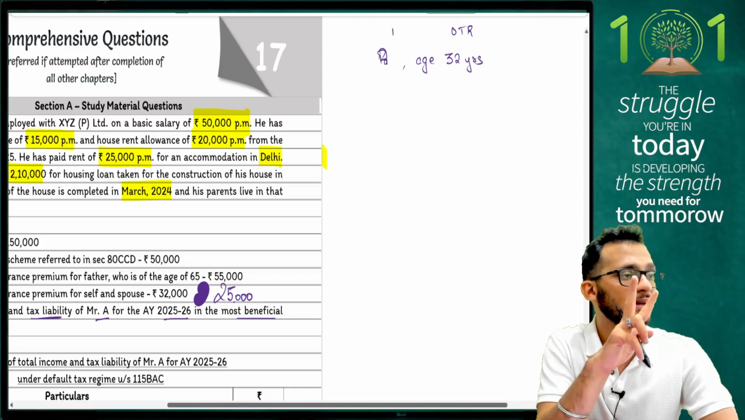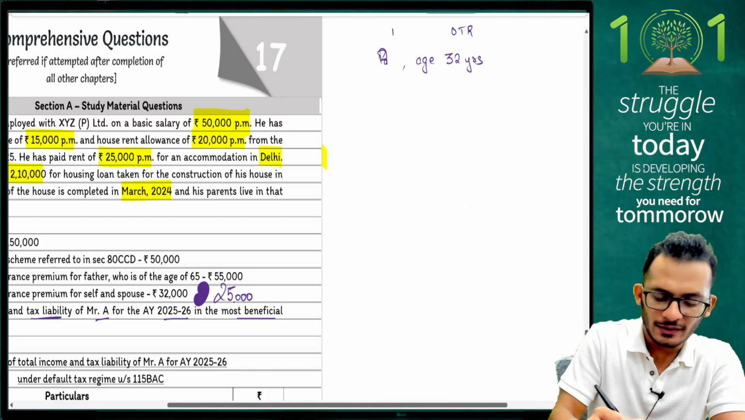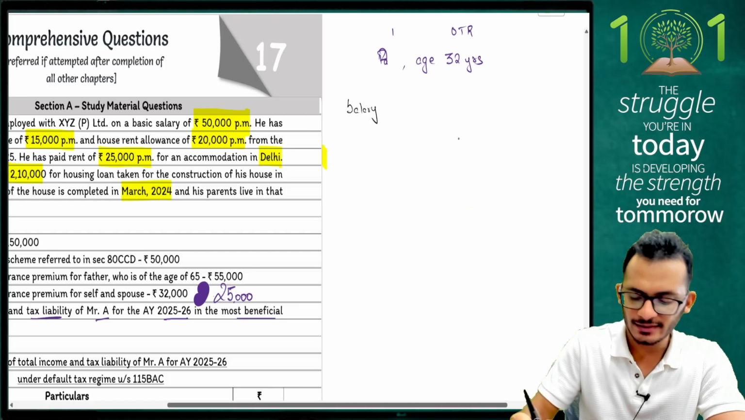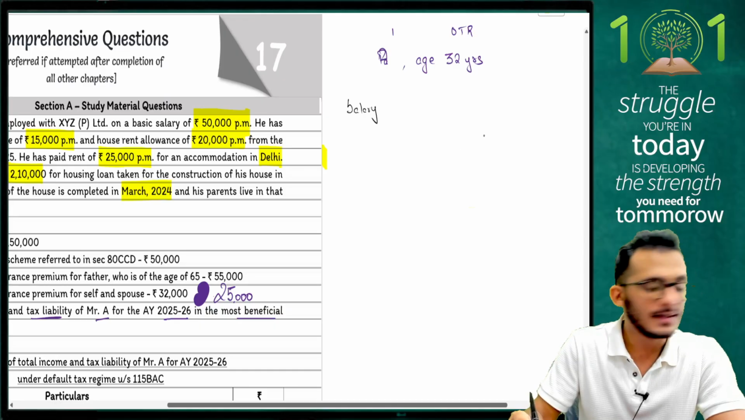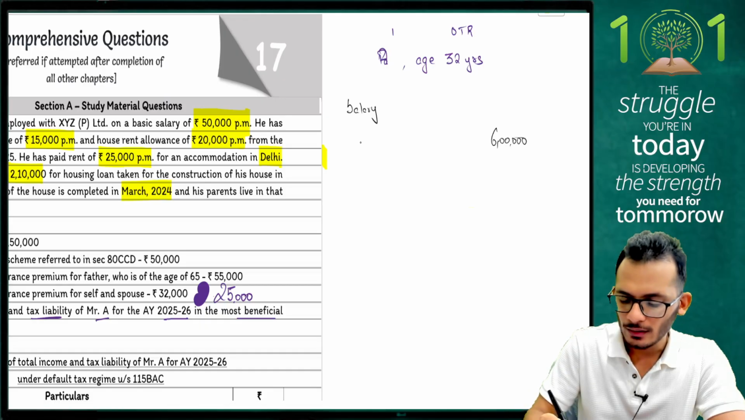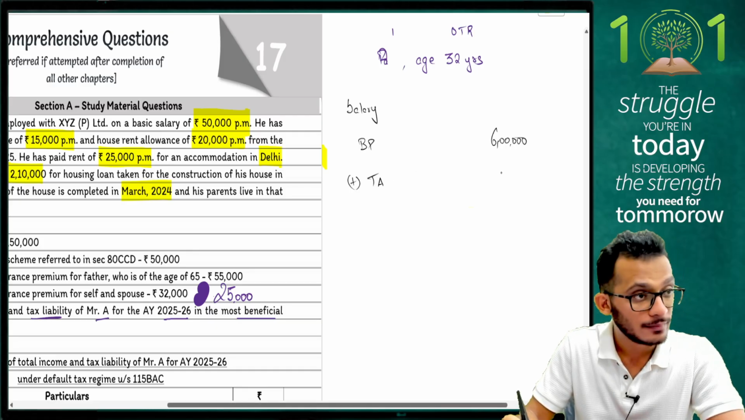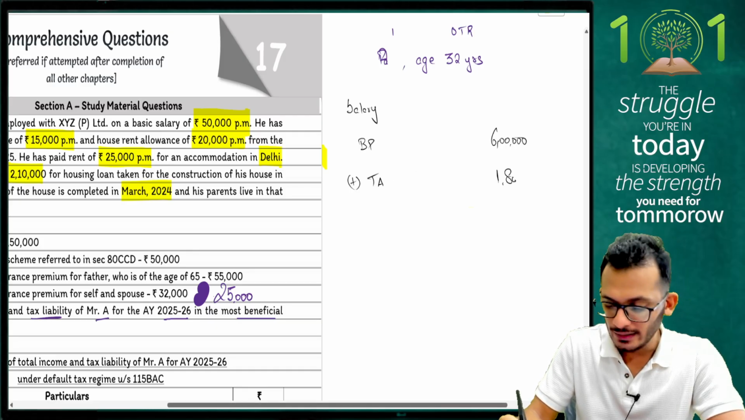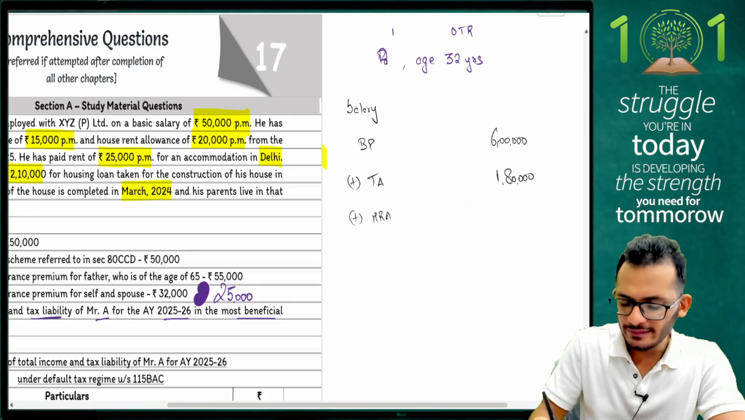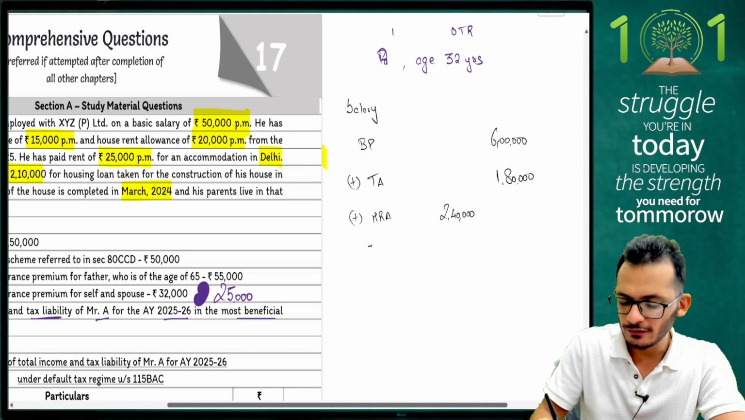If I remember this exactly, he has two incomes, one from salary, one from HP. So I'll start with salaries. In the salaries, this guy has received 50,000 into 12, which is 6 lakh rupees for basic, plus transport allowance of 1,80,000, fully taxable. Then HRA received amount is 2,40,000.